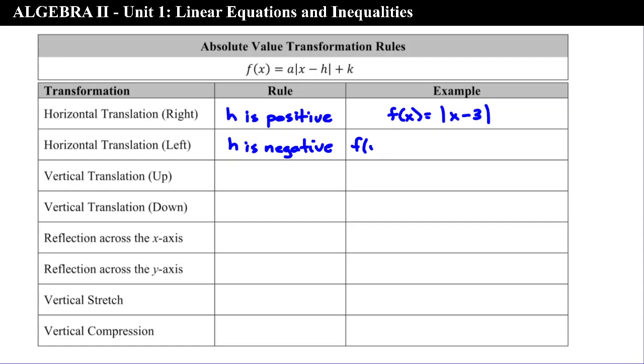What if h is negative? Well, here's an example of that. F of x equals the absolute value of x minus negative 3. Okay? H is clearly negative 3 here, and we're subtracting that negative 3 from x. What it's going to look like, because you are doing a minus a negative, it's going to look like the absolute value of x plus 3. And again, this is going to look opposite from what you think it should do. So when you see a minus in front, then we are going to the right. If you see a plus in front, we're going to the left.